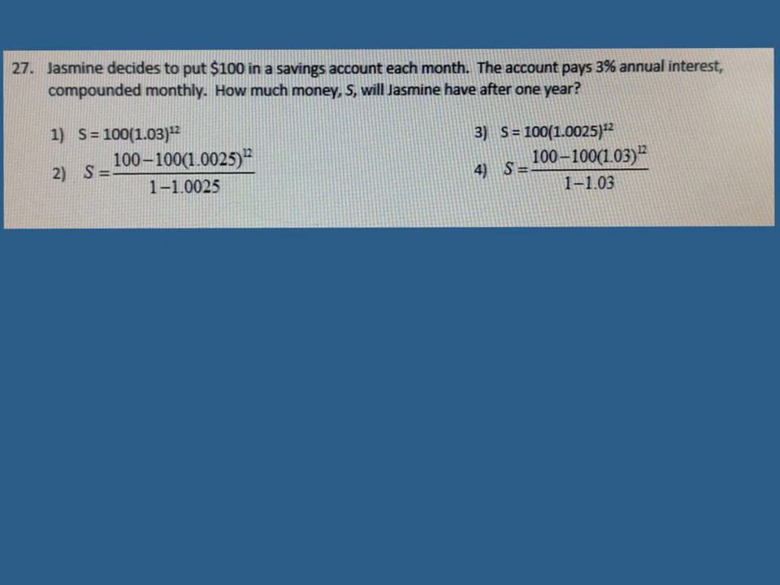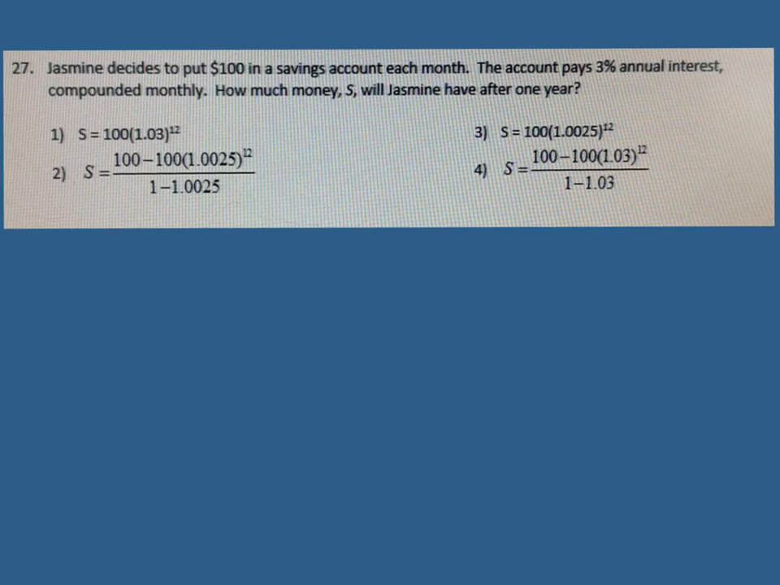All right, so let's take a look at number 27. It says, Jasmine decides to put $100 in a savings account each month. The account pays 3% annual interest, compounded monthly. How much money, S, will Jasmine have after 1 year? Again, I would hit pause, take a look at these answer choices, see what you're given and what you can figure out, and once you come up with an answer, just hit play and see how you did.